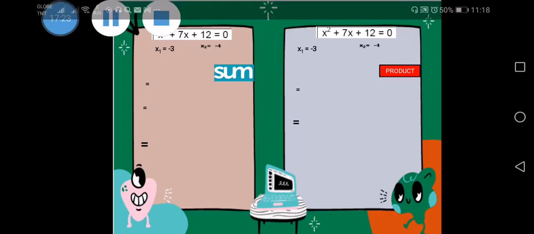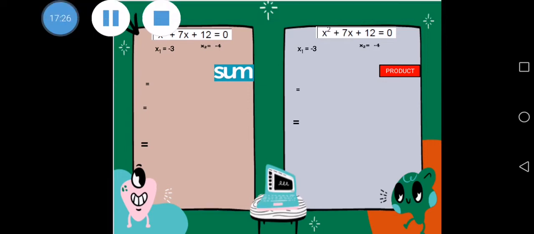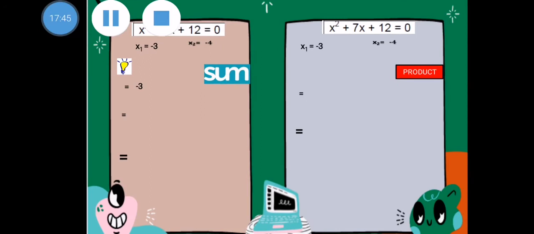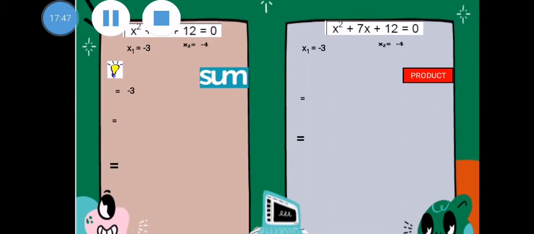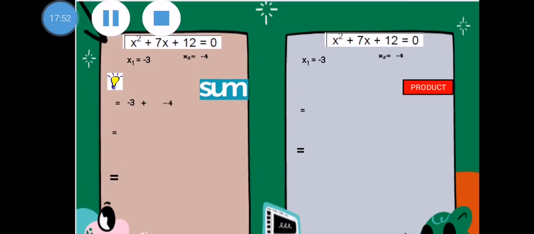Consider po natin ang equation 1. So, ayan. Ang first root is negative 3 and second root ay negative 4. So, the solution is, since sum, syempre, ang gagawin lang po natin kay first and second root ay i-add. So, negative 3 plus the second root. Dahil negative po ang second root natin, so, enclose natin yan ng parentheses.